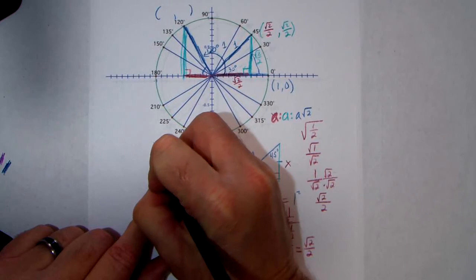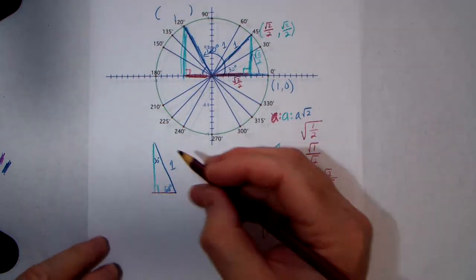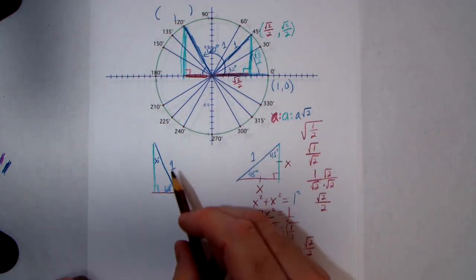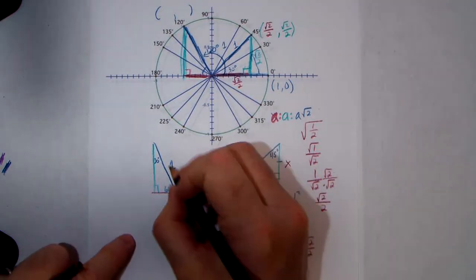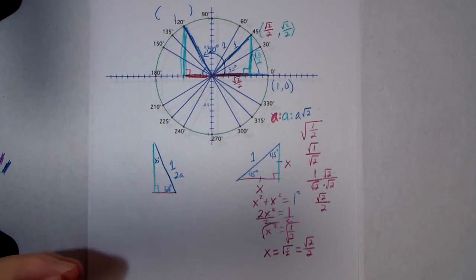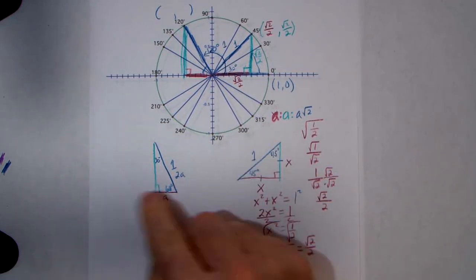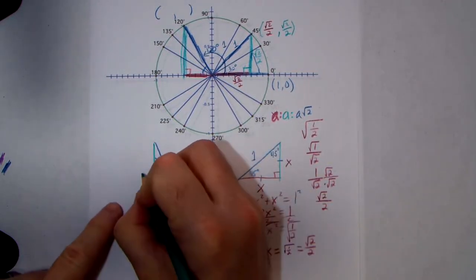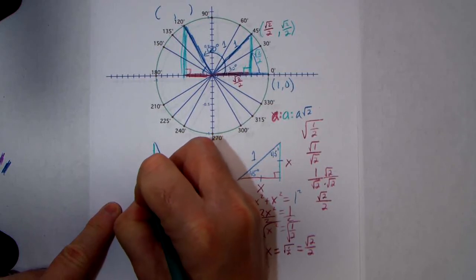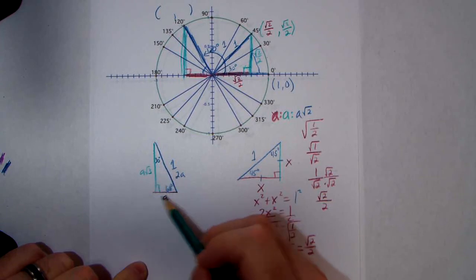So this is a 30-60 right triangle. And in the 30-60 right triangle, if the hypotenuse is 2a, the side opposite the 30-degree angle is going to be a. The side opposite the 60-degree angle is going to be a times the square root of 3. That goes back to when we looked at the 30-60 right triangles.